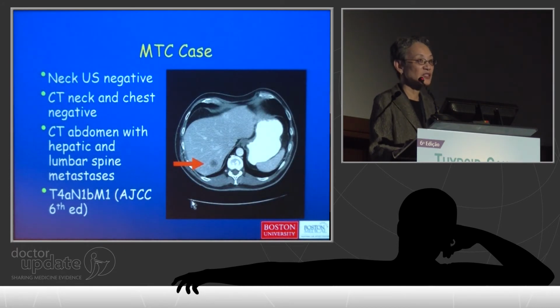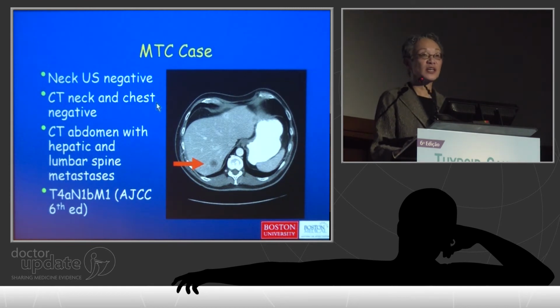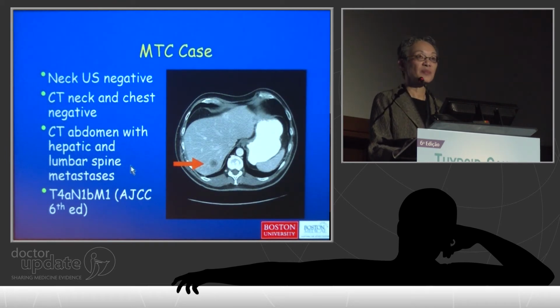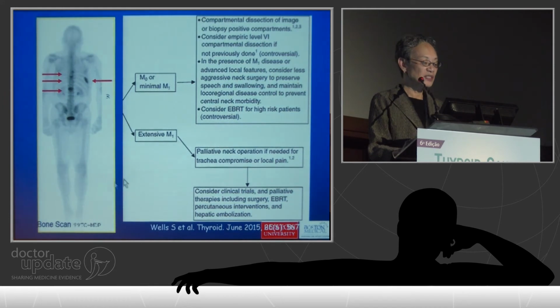So in this particular case, going back to our patient, his neck ultrasound was negative. The CT of his neck and chest was unremarkable, but the CT of his abdomen showed a hypodense, pretty small lesion in the liver, but also a lumbar spine metastasis. So he's a T4A, N1B, M1. So this is his bone scan.